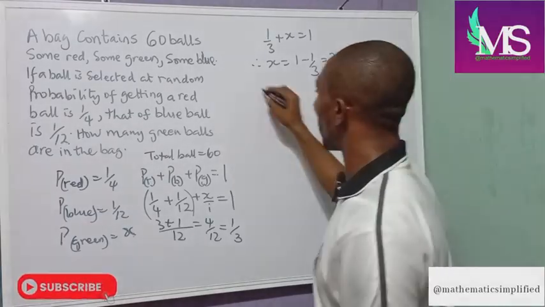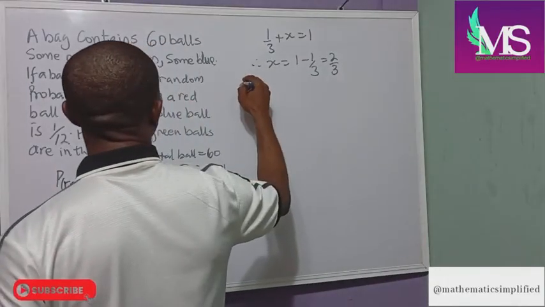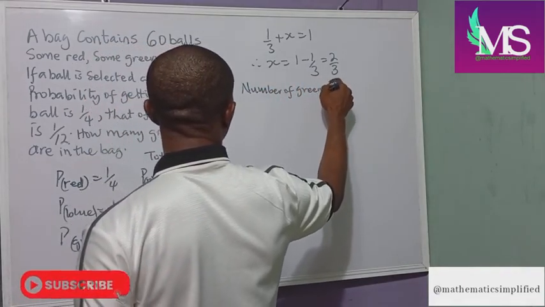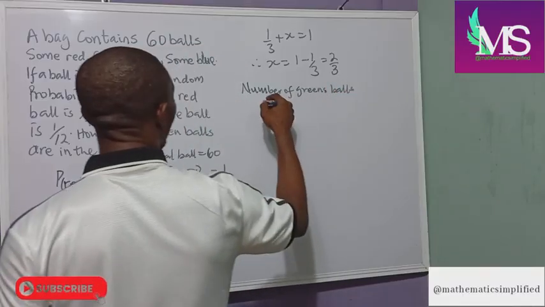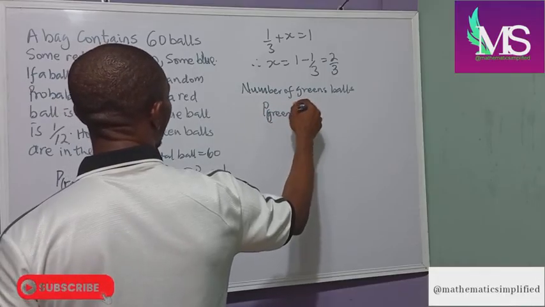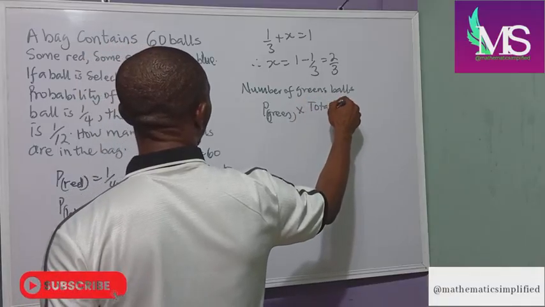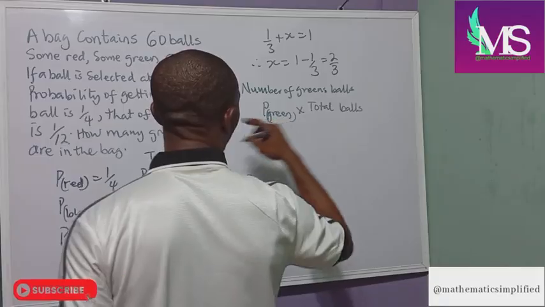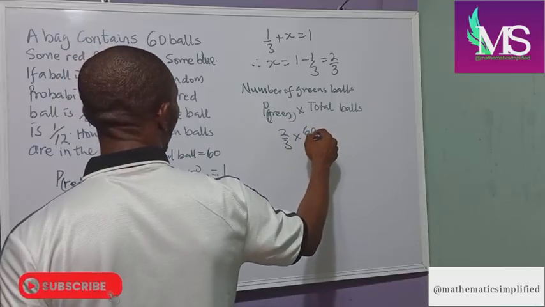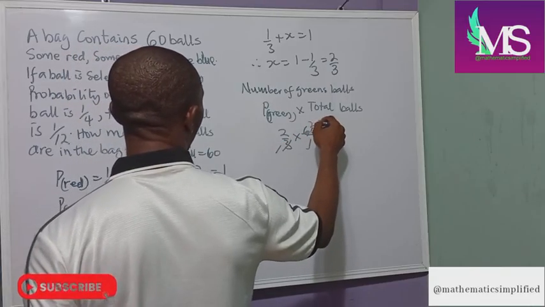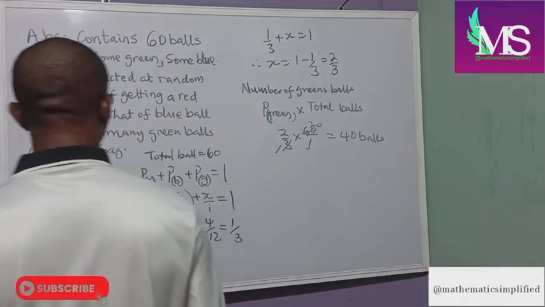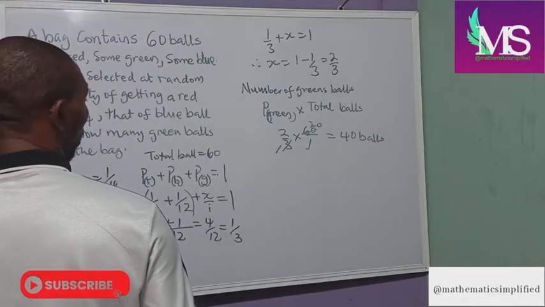Now, in order to get the number of green balls, the number of green balls will become the probability of green times the total balls in the bag. So this becomes 2 over 3 times 60 over 1. 3 into 3 once, 3 into 60 twenty times. 20 times 2 will give us 40 balls. There are 40 green balls in the bag.